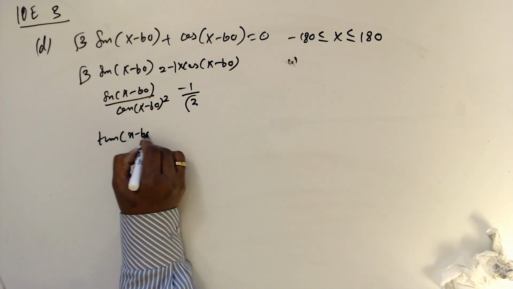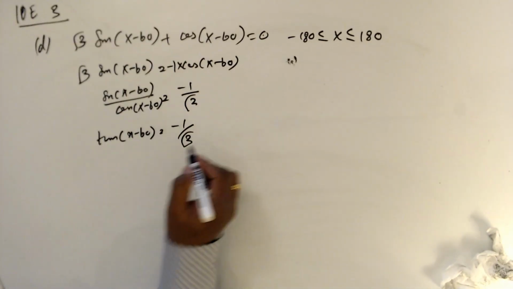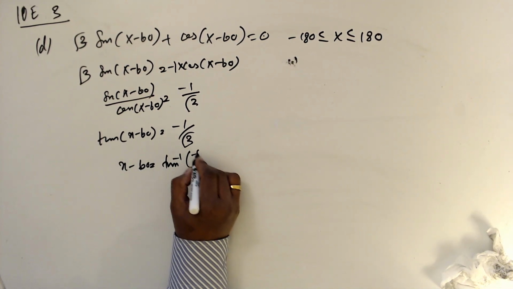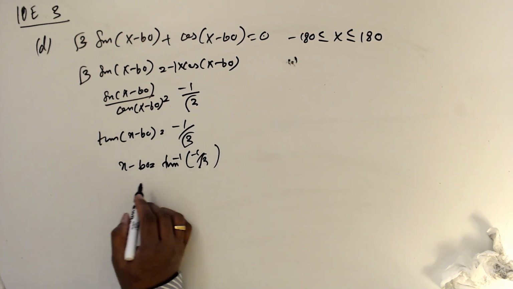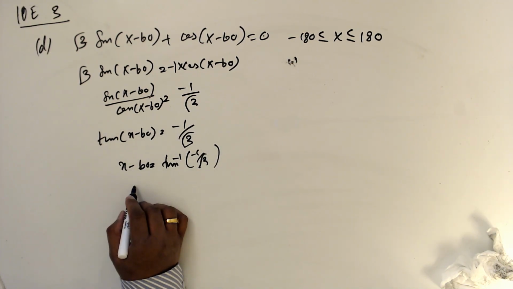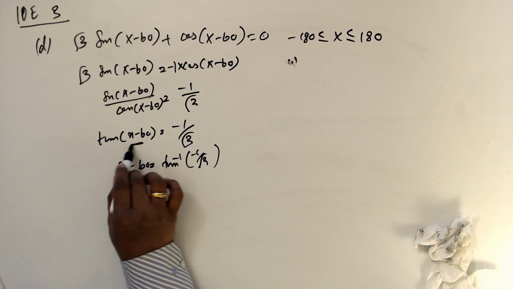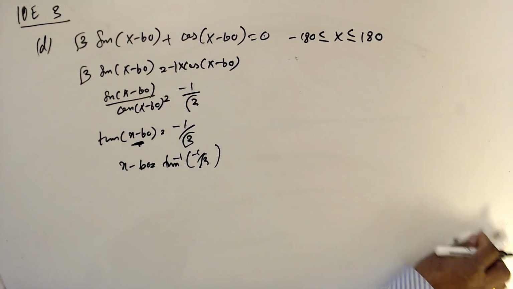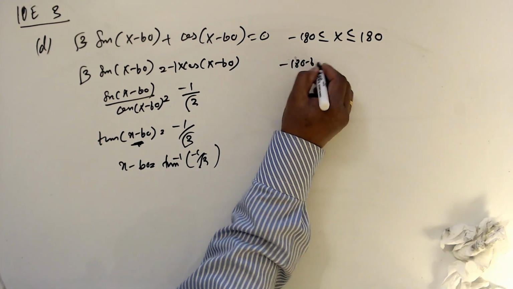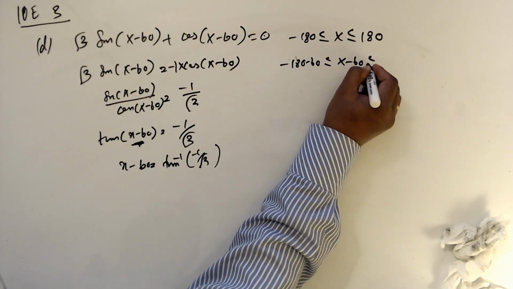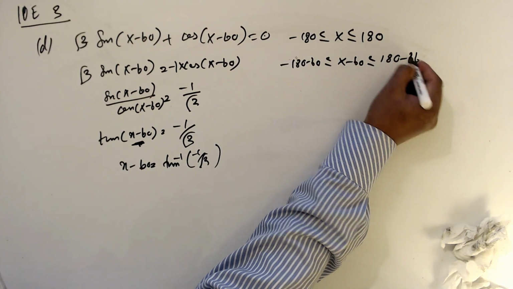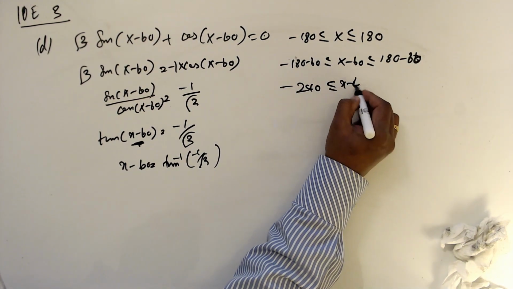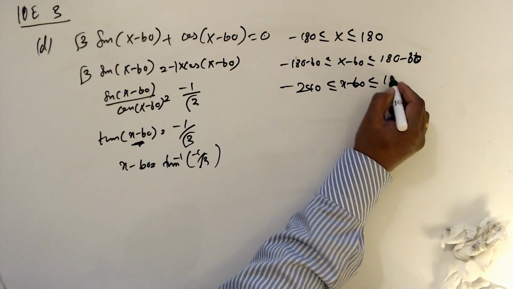Now tan(x − 60) = −1/√3. So x − 60 = tan inverse of −1/√3. Now I want to match with the range of x − 60, so I will take 60 out: −180 − 60 and 180 − 60. So x − 60 ranges from −240 to 120.